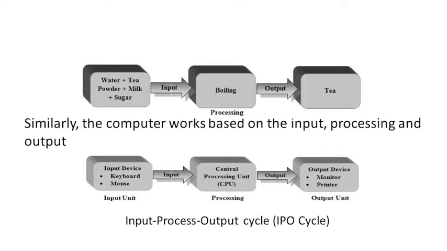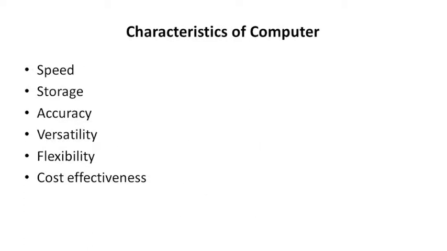For inputs we have input devices such as keyboard and mouse. From that, input will be given, and the processing takes place in the central processing unit. After the processing, the output will be displayed on output devices such as monitors, printers, etc. In this diagram we can see the input process output cycle, the IPO cycle.